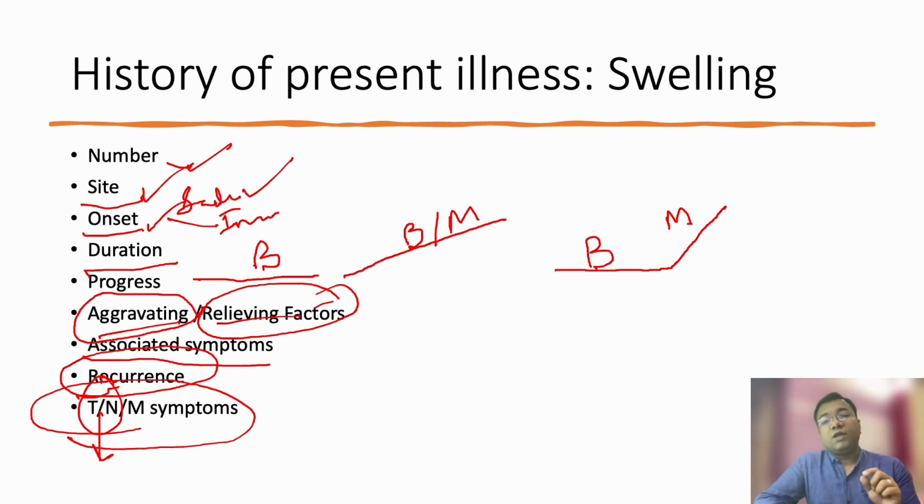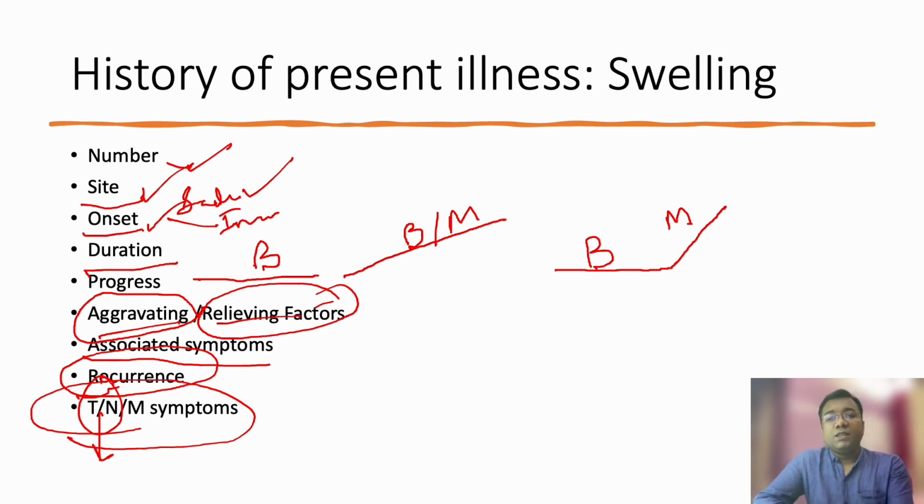Then you inquire for N symptoms. Suppose a patient comes to you with a breast lump. You must inquire whether the patient is having any swelling in the axilla or not. You must ask the patient whether you have any swelling in the armpit or not. So that goes in favor of N symptoms. That means if a patient with a breast lump, only by asking from history, has another swelling in the axilla, that means it is a locally advanced breast carcinoma. Am I clear?